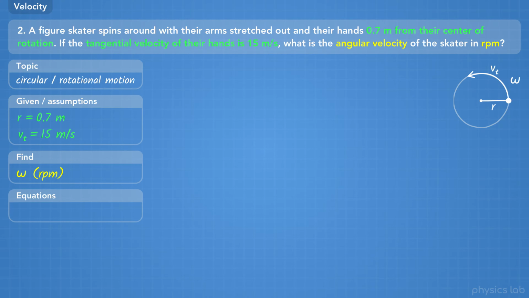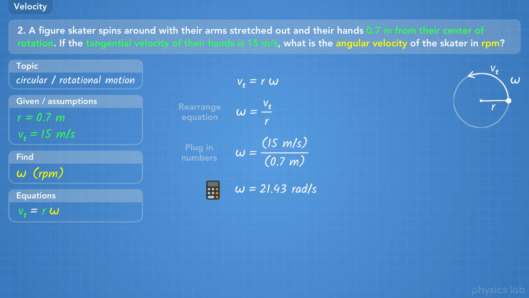What equation can we use to solve this? Essentially, we're trying to convert from a tangential velocity to an angular velocity, so let's use this equation. We have the tangential velocity and the radius, so we should be able to find the angular velocity. Using this equation, we can rearrange it to isolate omega. Then, we can plug in the numbers we're given, since they're already in their SI units of meters and meters per second. We find that the angular velocity is 21.43 radians per second. Remember, when we plug in SI units using meters, the angular variable, in this case omega, will use radians.